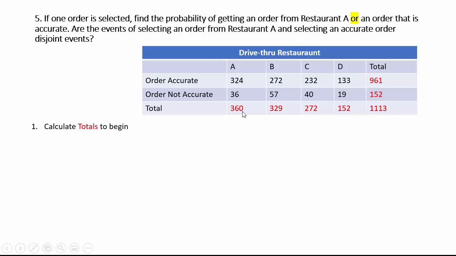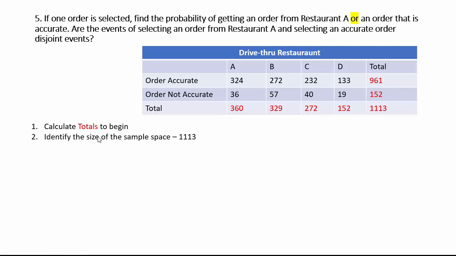And then over here, for respondents or orders, I guess in this case, you can total up the A's. So 324 plus 36 gives you 360. 272 plus 57 is 329. 232 plus 40 gives you 272, and 133 plus 19 gives you 152. Add up these 4, you should get 1,113, and they should be exactly the same total. All right. So once we've done that, it makes things a little easier, okay?